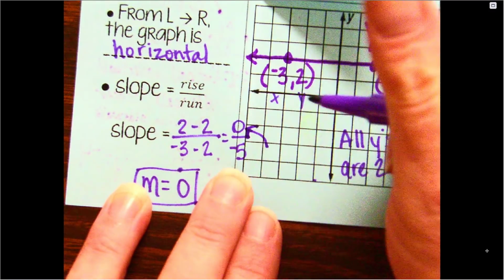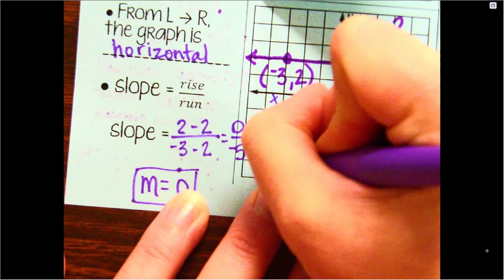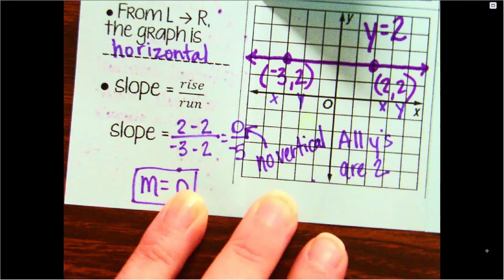Okay? And what this is saying, if it's a vertical change to the horizontal change, is that there is no vertical change.